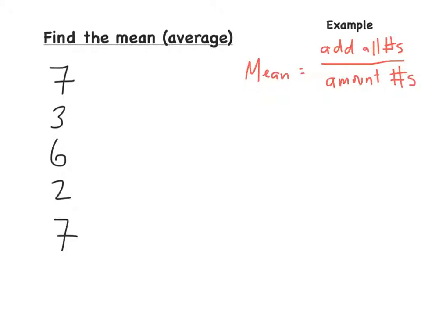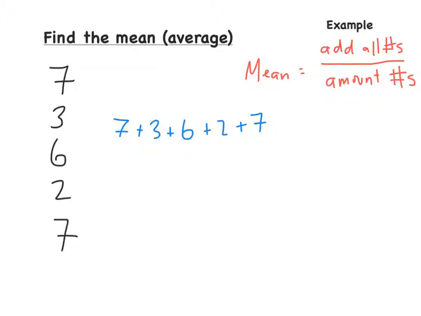So let's look at this example. If they've given us 5 numbers, we have 7, 3, 6, 2, and 7. All that we would have to do, the first thing is just add them all together. So if we have 7 plus 3 plus 6 plus 2 plus 7, that is the numerator part of the fraction where we're adding all the numbers together.